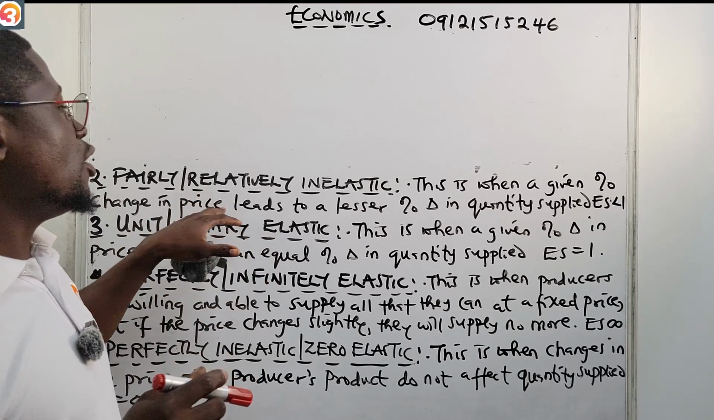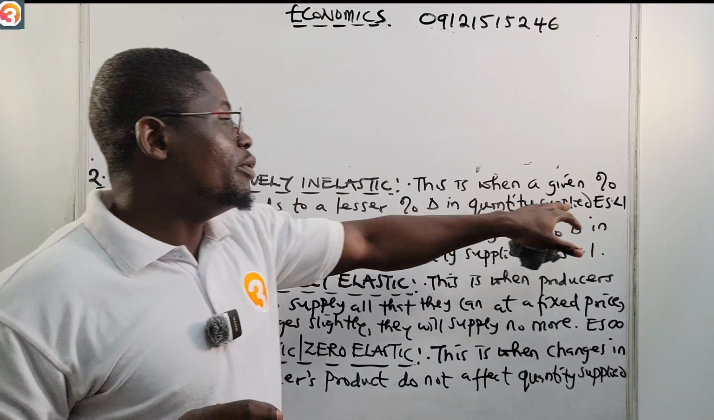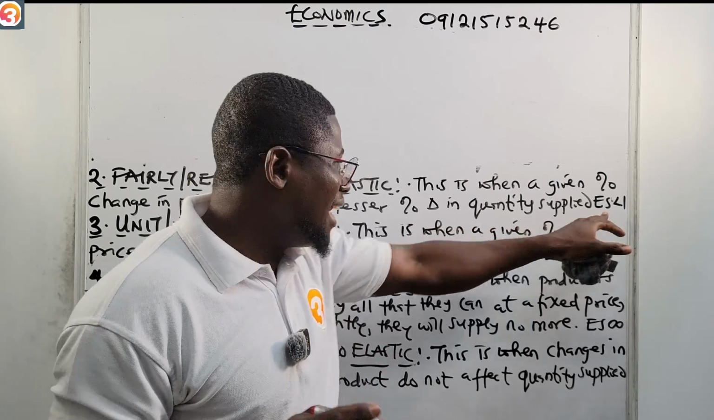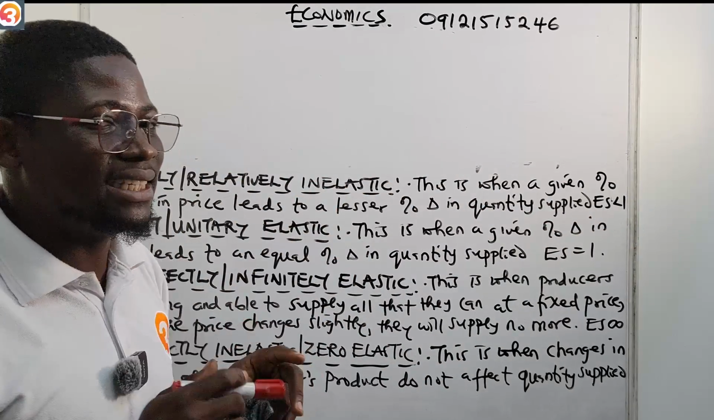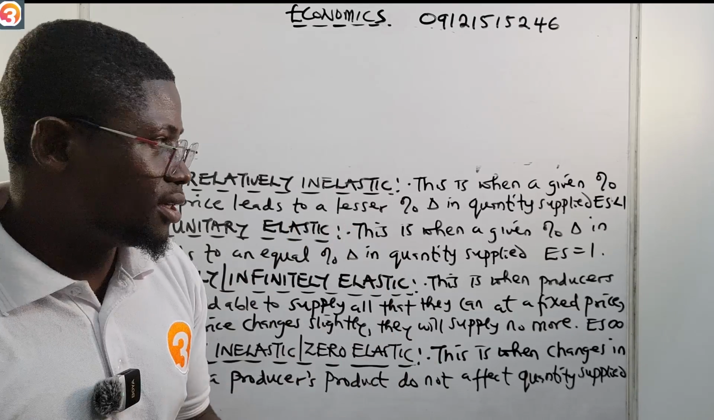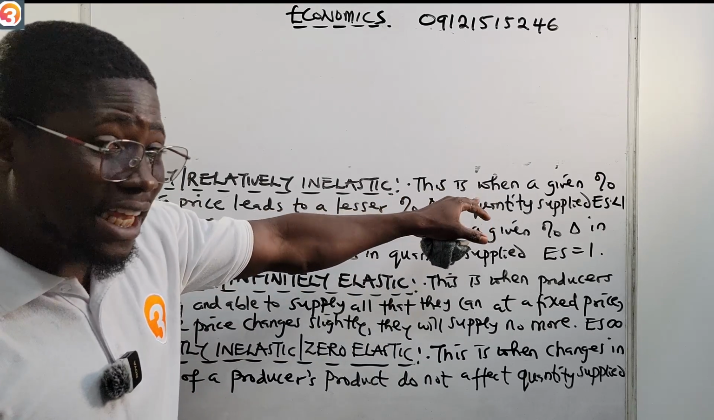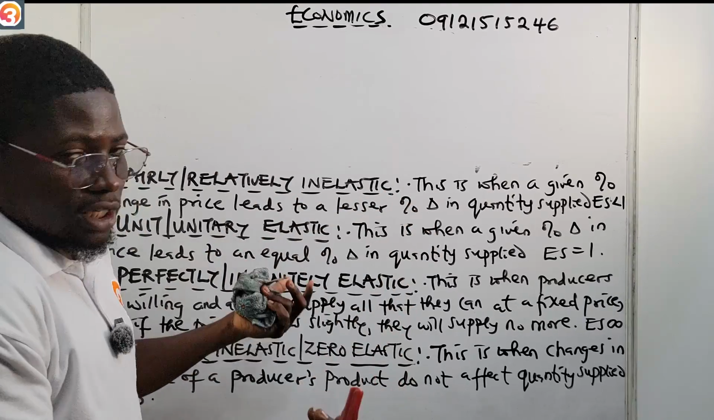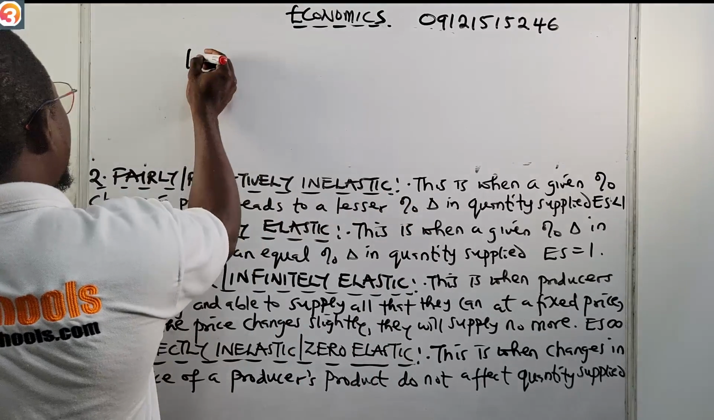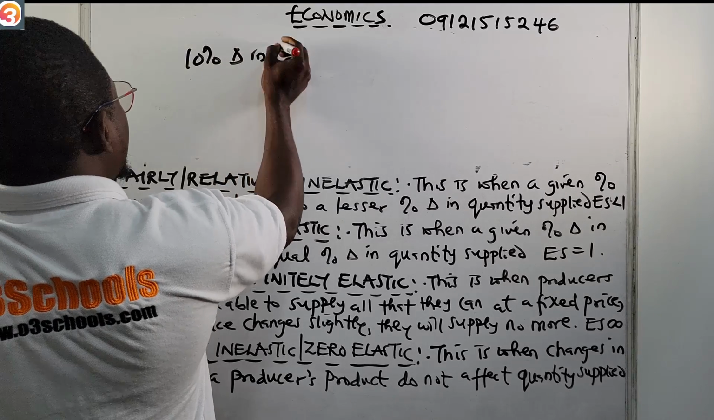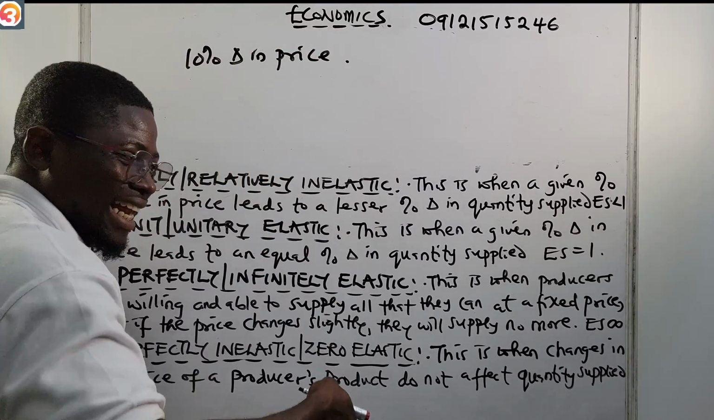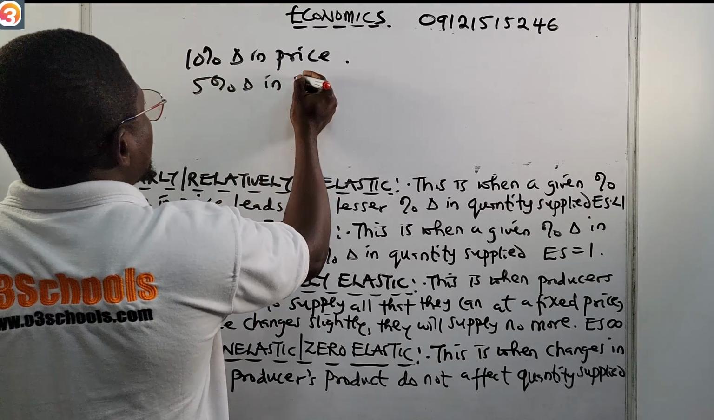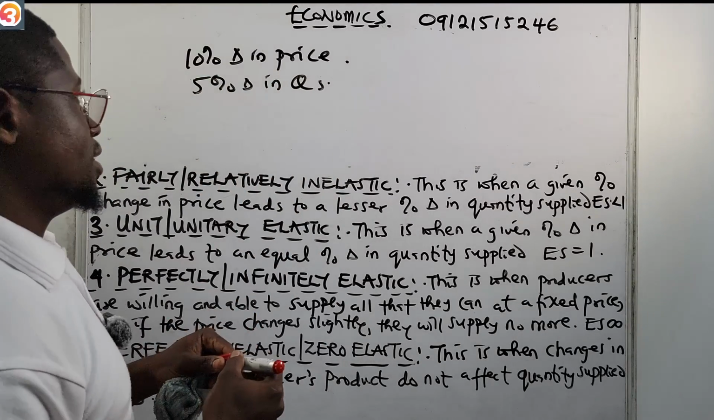And for fairly or relatively inelastic supply, the coefficient of elasticity of supply is less than 1. Since this is when a given percentage change in price is greater than the percentage change in quantity supplied, it means that, for example, a 10% change in price is leading to a lesser percentage change in quantity supplied, say a 5% change in quantity supplied. Okay, so this is what it means.